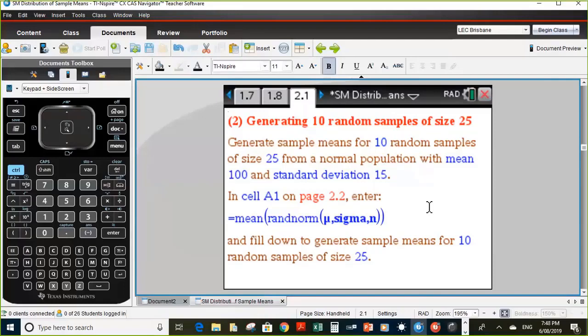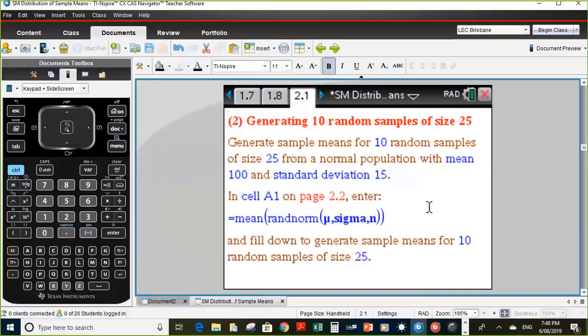So now what we want to do is generate 10 random samples of size 25. So we're generating sample means. So when we look at the spreadsheet on the next page, we're going to see 10 sample means, right? So now we're starting to build up this idea of sample means and sample means forming a distribution. So generating sample means for 10 random samples of size 25. The size can be altered. I'm just using 25 here. In fact, if I was doing it with students, I'd start off with a smaller sample size, but because of time constraints, let's just stick with 25 for the purposes of this. From a normal population with mean 100 and standard deviation 15.